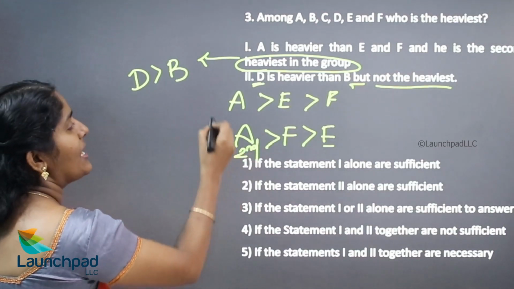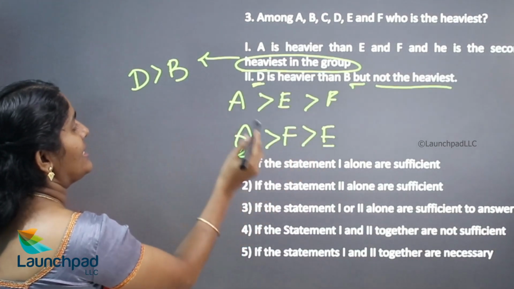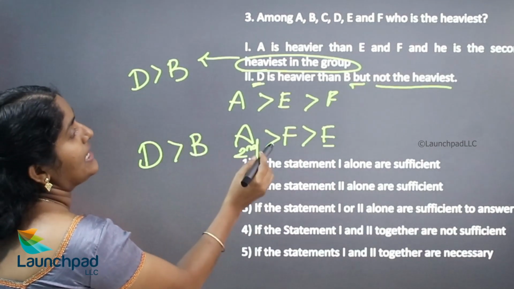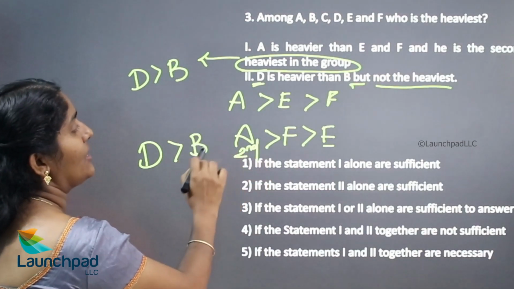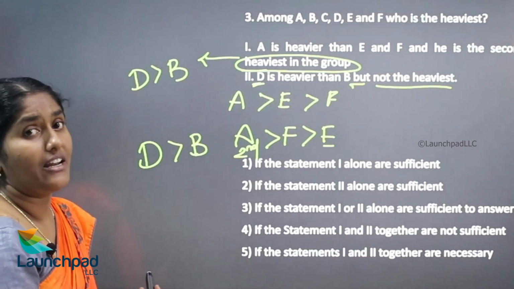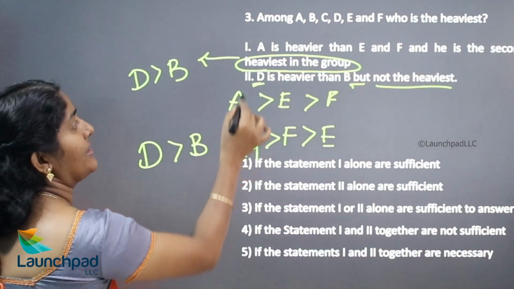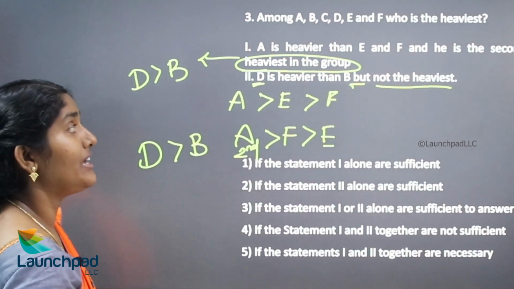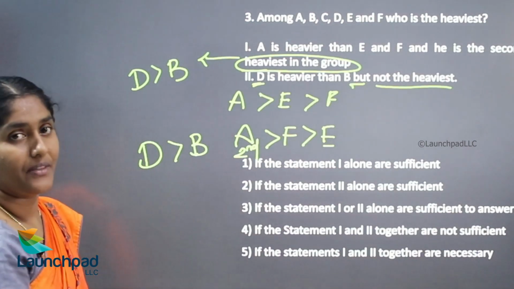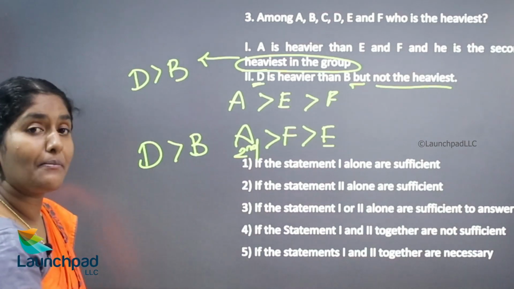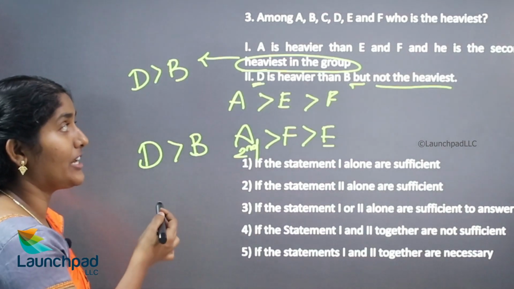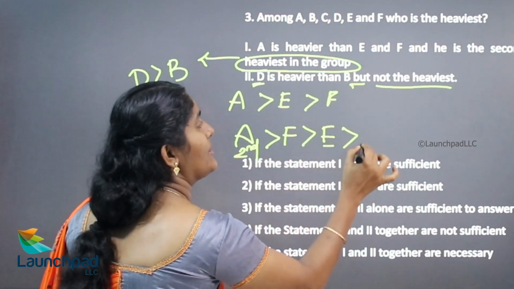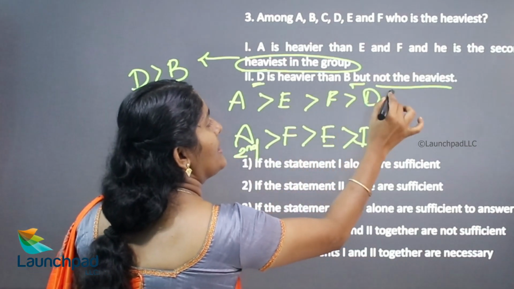Heavier than B means we can connect D and B. So according to D and B, is there any relationship between B and A? How can we connect them? It is not possible to connect these two. Okay, so we have one idea: D is heavier than B. So D will be coming here.